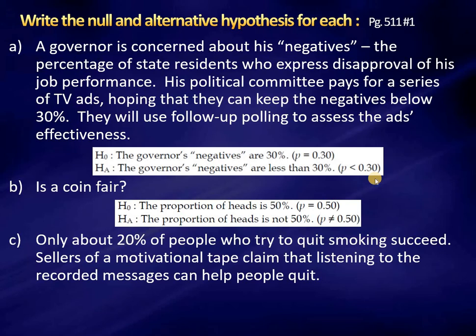With this, you have to think in context. How would I change what I'm hoping to occur into some sort of an inequality sign? So if sellers of a motivational tape claim listening to the recorded messages can help, what do we want to see happen to that proportion? We want it to increase.